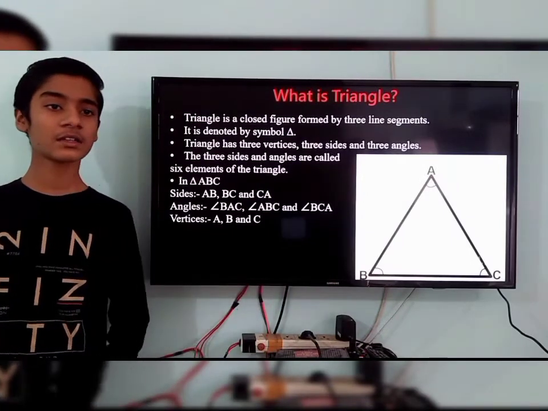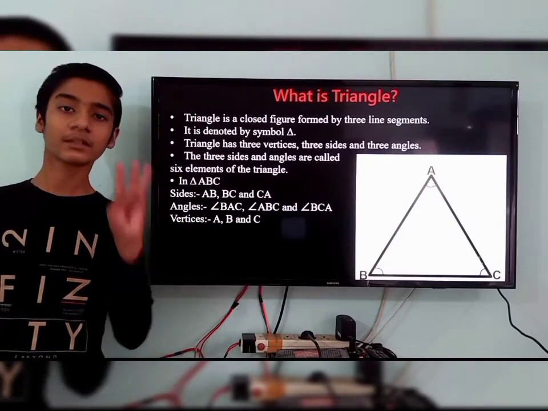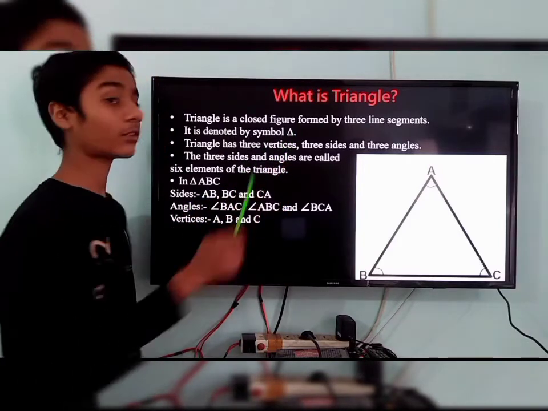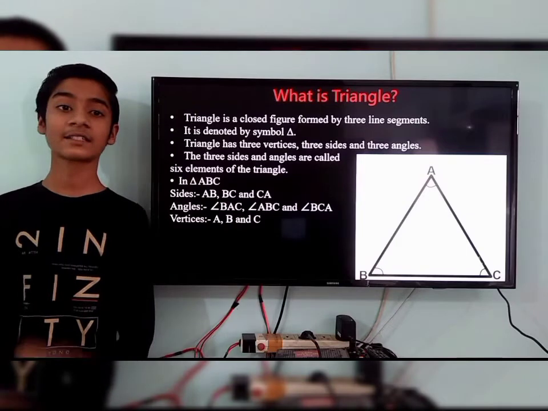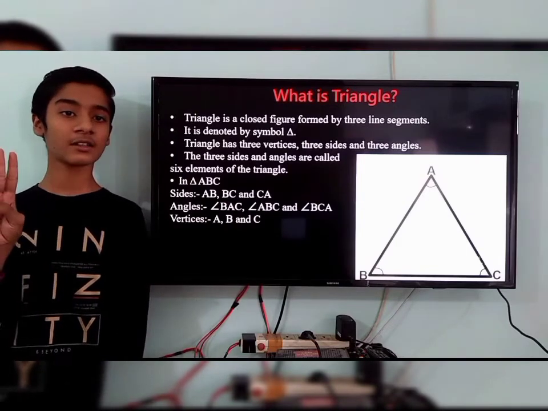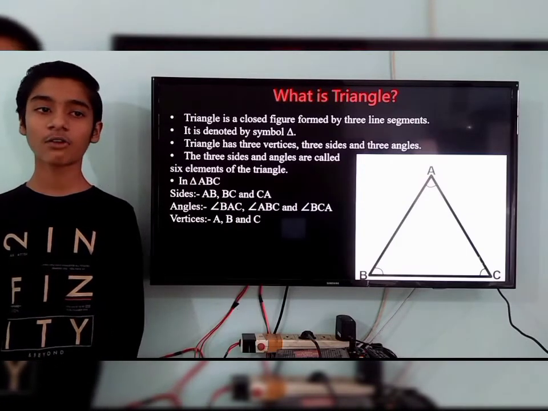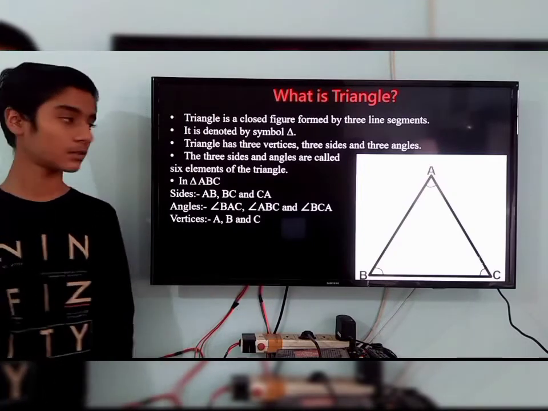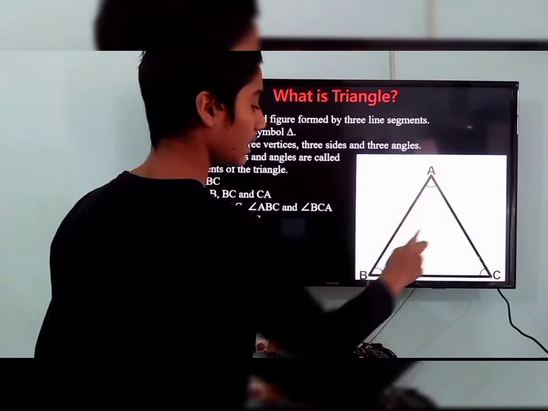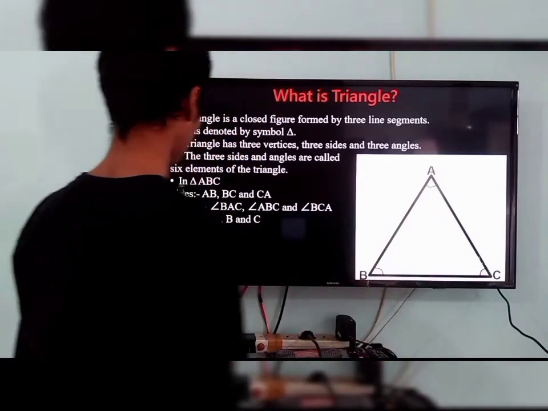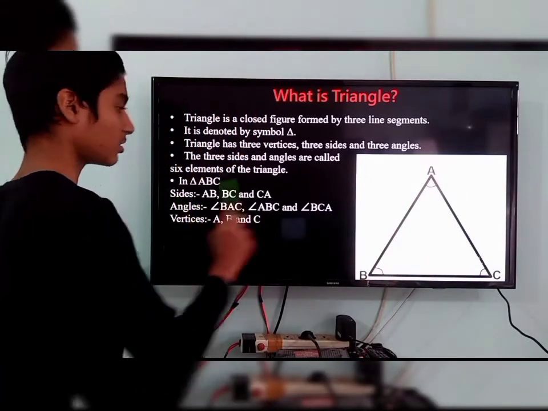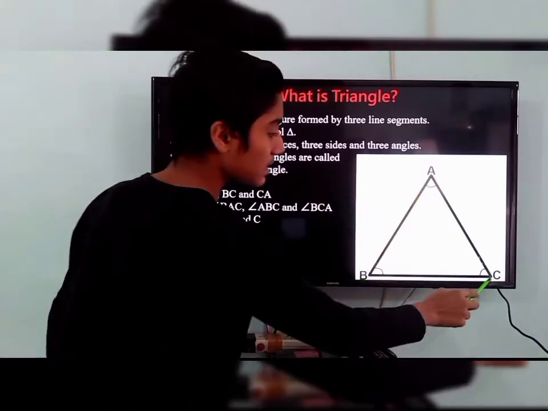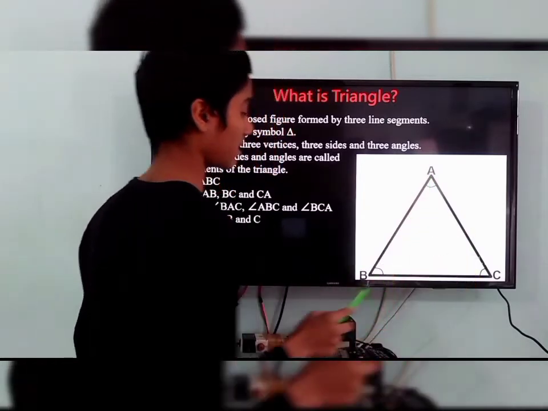A triangle is a closed figure formed by three line segments. This is the symbol used to denote a triangle. A triangle has three vertices, three angles and three sides. Now let's see which are the three vertices, three sides and three angles. Now in triangle ABC, let's see the sides first. Side AB is a side, BC is a side and AC is a side.